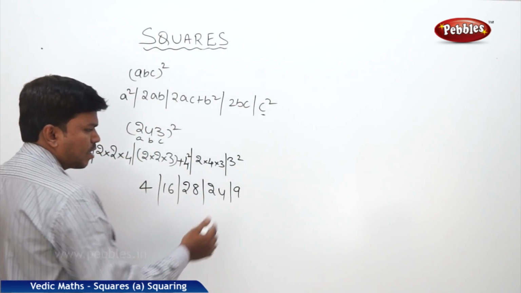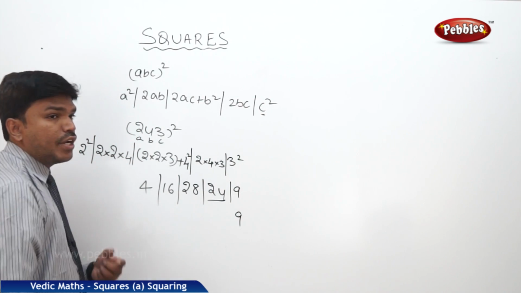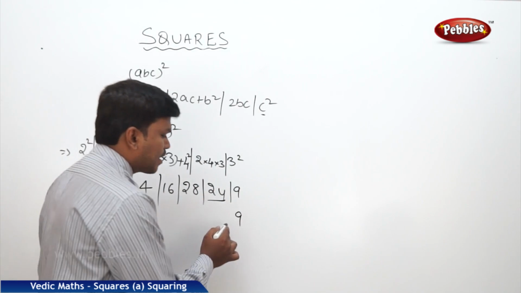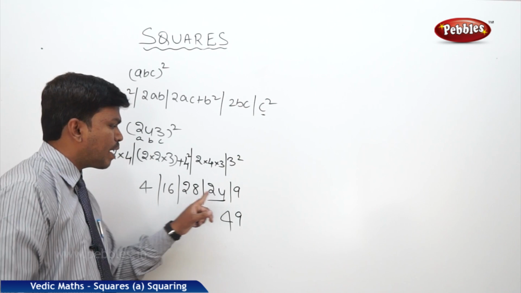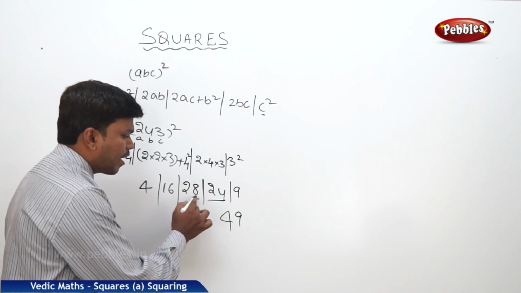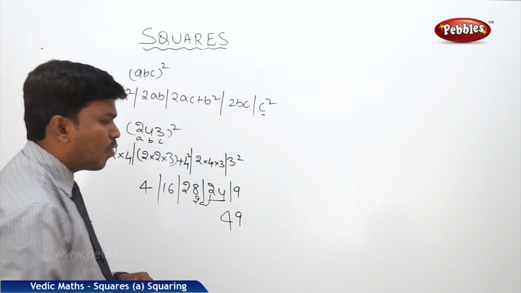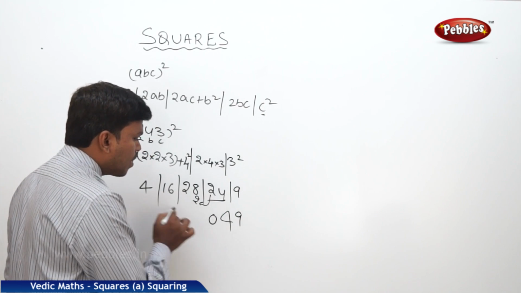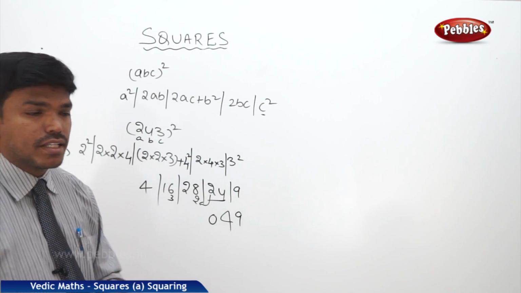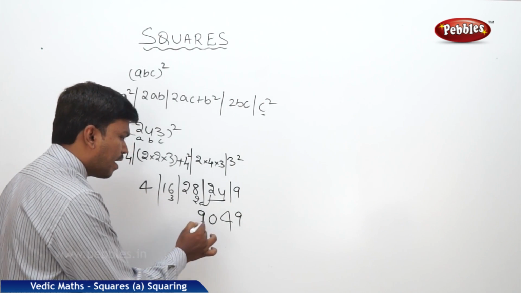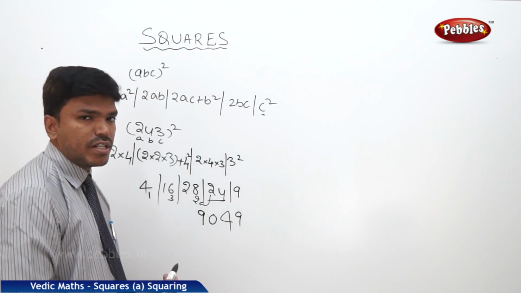Start from the right side. So drop 9, here only one digit. Next come to the 24. In 24 what I need to drop? Exactly the ones place digit 4, and carrying 2 to the next number. 28 plus 2, 30. In 30 what I need to drop? 0 and carry 3 to the next number. 16 plus 3, 19. In 19 what I need to drop? 9 and carry 1. So what is 4 plus 1? 5.